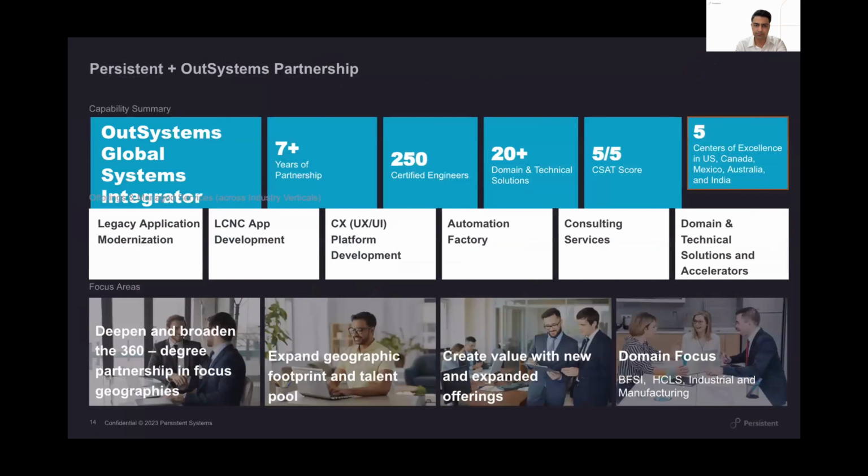If you go to the next slide, Advait. Is this the one? Yeah, I think I've already covered the partnership. So yeah, we can move on to the next one.